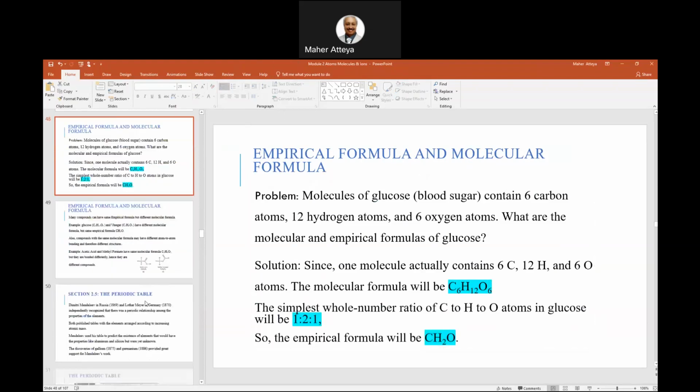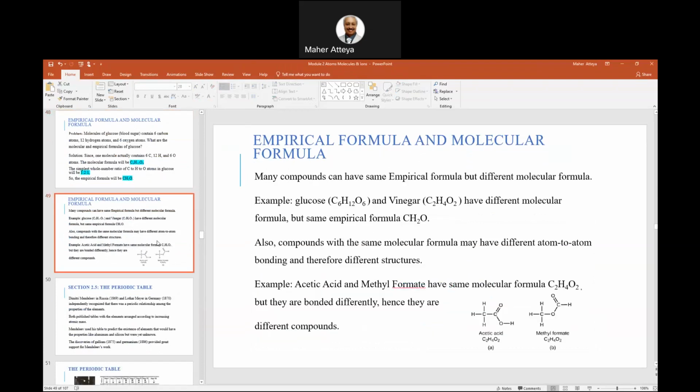So why do we use this? It turns out the empirical formula, the simple ratio, is used in the lab to determine the whole molecular formula and vice versa. The main thing is that from the empirical formula, we can determine the actual ratio of the elements, which is the molecular formula. So that's the importance of the empirical formula.